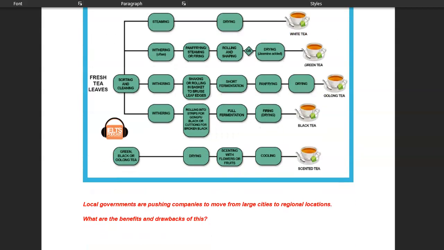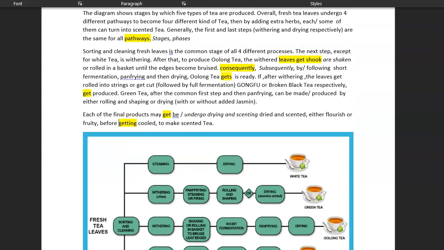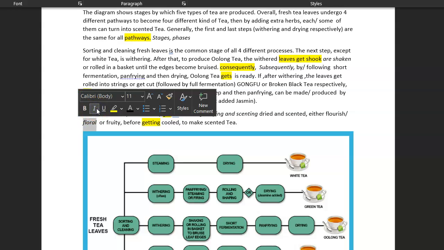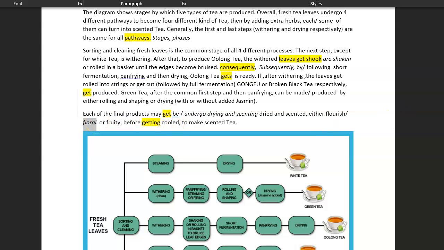Flourish. Flowers. Floral. Floral is the one you want. Flourish is a lovely word, but not the right word there. So if you finish a party with a flourish, then you'd have something very dramatic at the end of it. Flourish is like something very dramatic. So here you want floral before becoming cool to make scented tea.